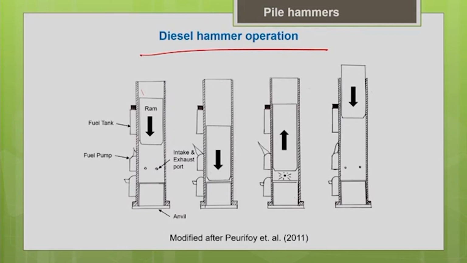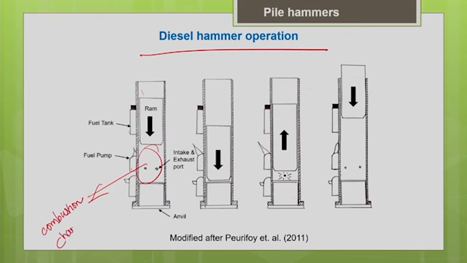Now, let us look into the operation of the diesel hammer. Basically, here the ram is lifted with some lifting mechanism to initiate the operation. Any lifting mechanism you can use. So, if you are going for a crane, first with the help of a crane, you lift the hammer or the ram to the required height and allow it to fall by gravity. You can see there is a fuel tank and a fuel pump, and this is called the combustion chamber.